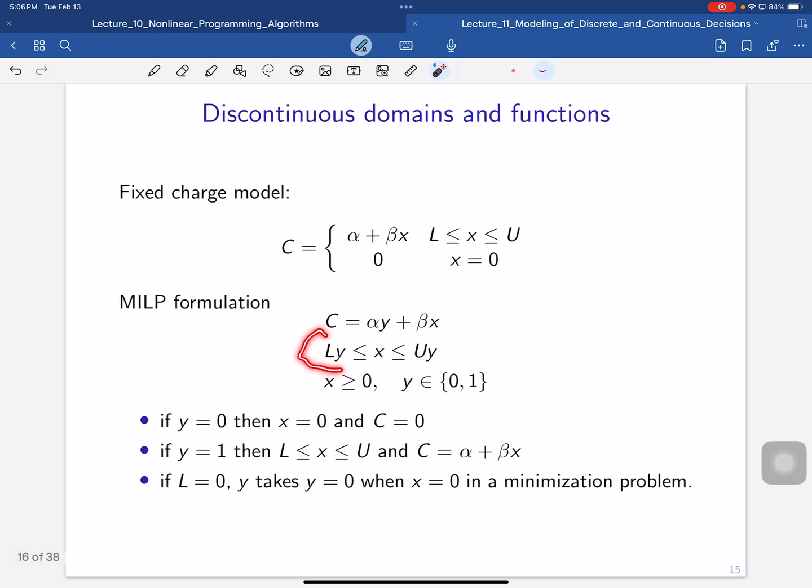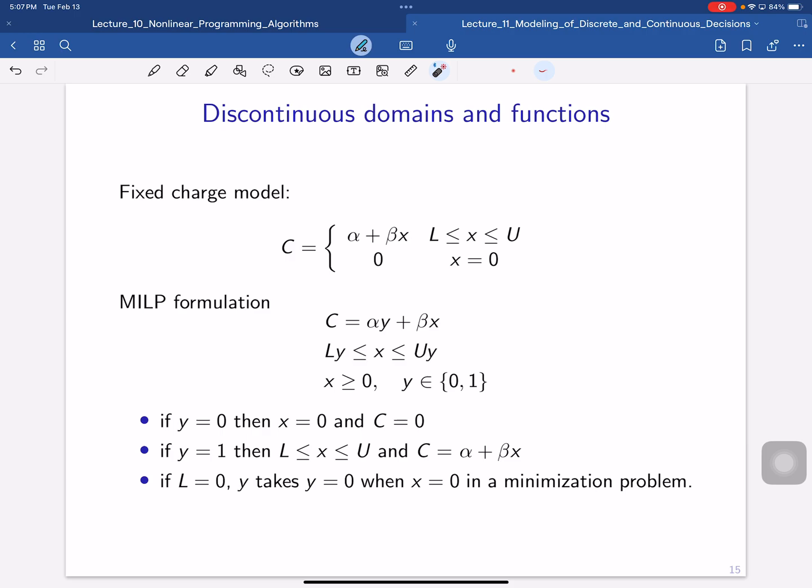So if you think about this constraint, it is something like a big M type of constraint, right? The big M values are this U and L here, right? If y is equal to 0, then x will be forced to 0, right? So that's a trick here. Again, if you have y equals 0, according to this constraint here, x will be forced to 0 and c equals 0. If y equals 1, then it forces x to be between L and U, and c is equal to alpha plus beta x, right?